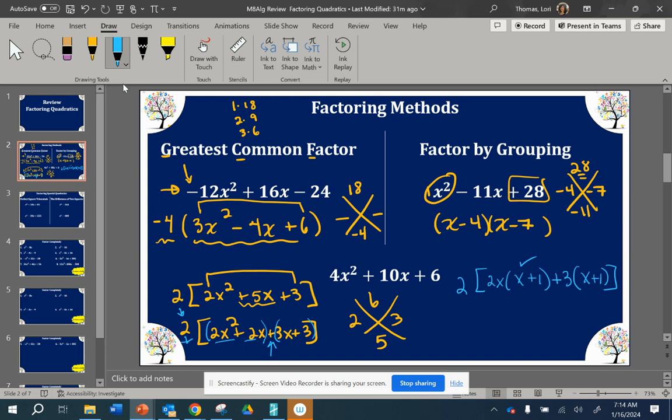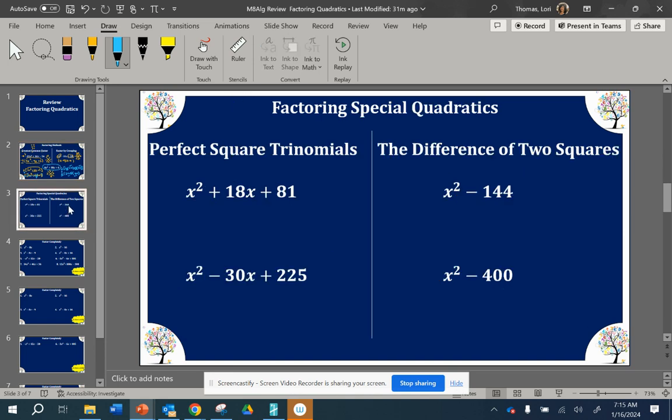Here's a place we can check ourselves. These have to be the same. If not, we've done something wrong. We're going to bring down our GCF of 2. We have 2x plus 3. That comes from here and here. And then our common binomial of x plus 1. So we have 1, 2, 3 factors of our original quadratic trinomial.